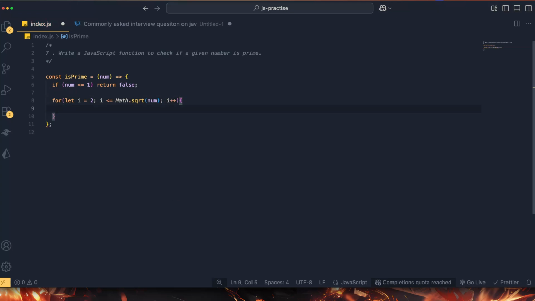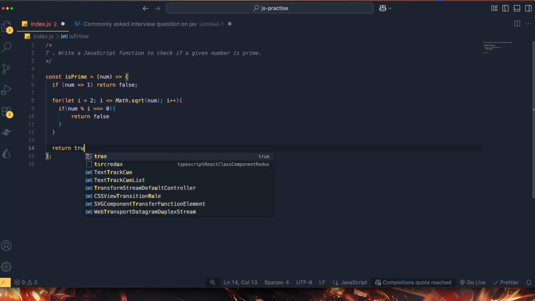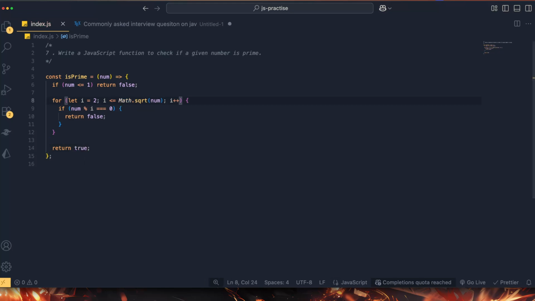Then I'm just going to open it here. If the number modulo i equals 0, then we just have to return false. So if it is divisible by i, it's not a prime number. Then we just need to return at the end over here true.